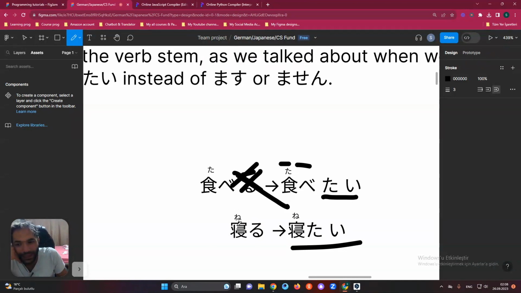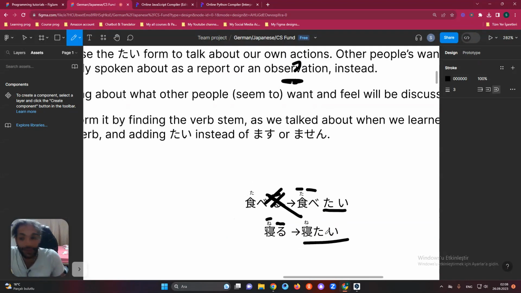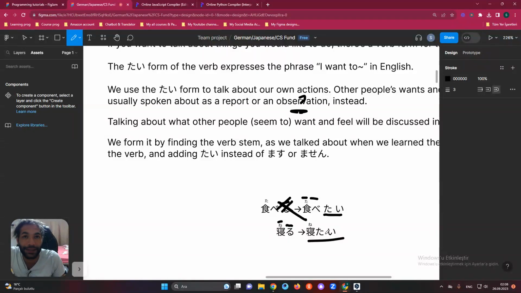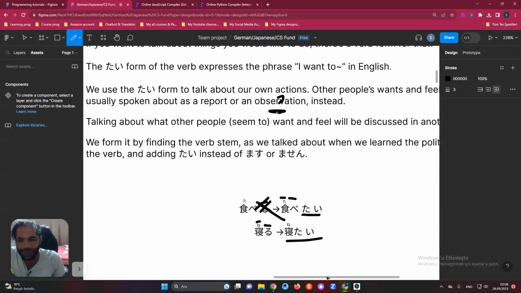And the second one is neru. If I remember well, it becomes netai. So what does netai mean? It means you want to sleep, right? Watashi wa netai. Or, for example, watashi wa ichiji ni netai. You want to sleep at one. I think it's like that.